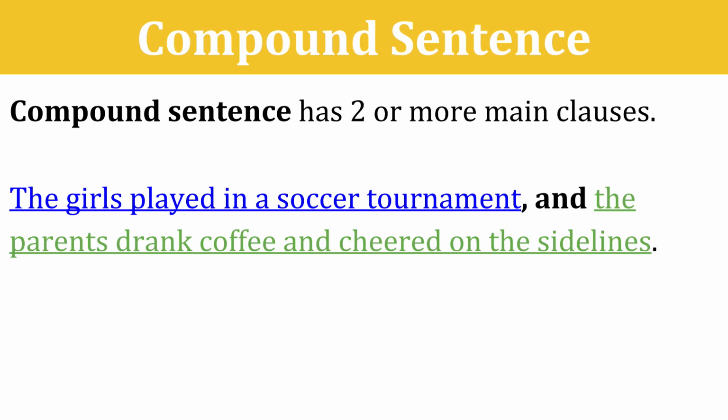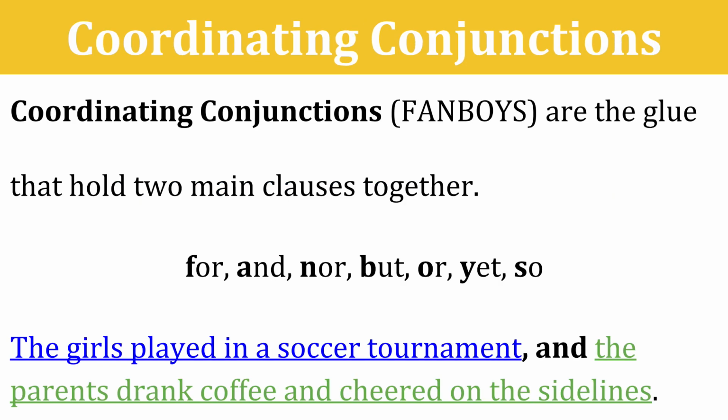But I've joined it with a second main clause. The second main clause reads, "The parents drank coffee and cheered on the sidelines." Again, we have the parents, our subject, and what did they do? They drank coffee, they cheered on the sidelines. So again, that could be its own sentence. But I've pulled them together to create a compound sentence, and you'll notice that I did that by using a comma and the word and. The word and is a coordinating conjunction. And coordinating conjunctions are like the glue that hold two main clauses together when you're building a compound sentence.